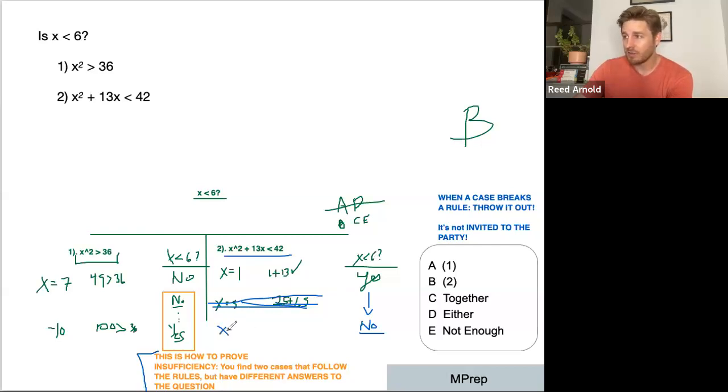Okay, 7, but that's going to break the rule. 49 plus something, that's already not less than 42. 7 breaks the rule, 6 breaks the rule. And so any number more than 6 is not going to follow this rule. That means the only numbers that do follow this rule are less than 6. So x must be less than 6. That doesn't mean every number less than 6 follows the rule, but that's not the goal. The goal is, do all the cases that follow the rule have the same answer to the question? Not, do all the cases that would have the same answer to the question follow the rule?